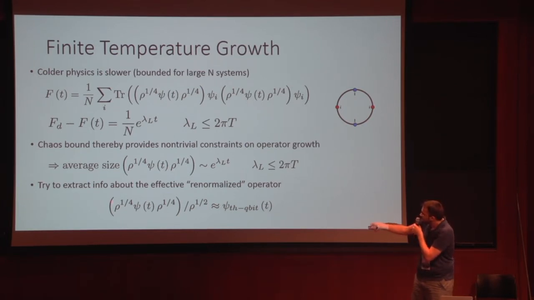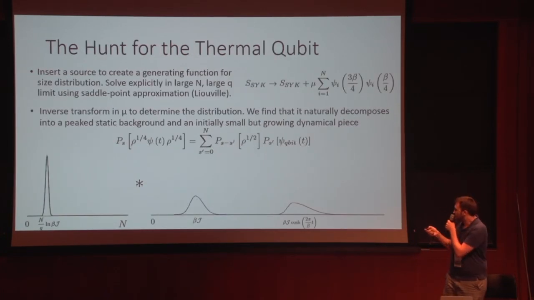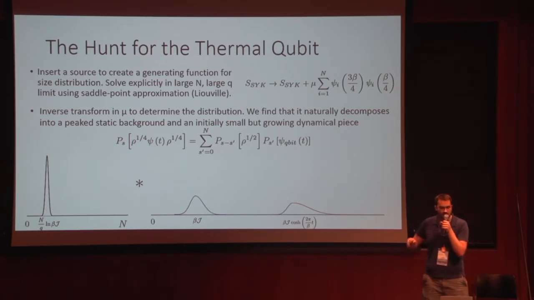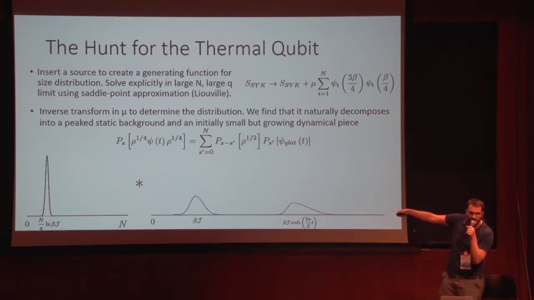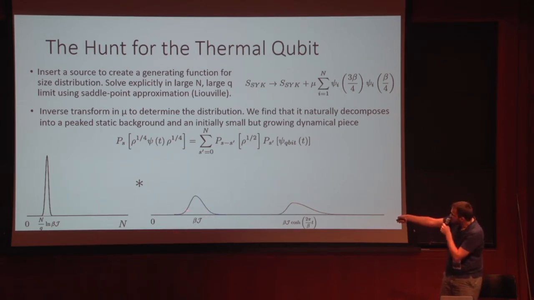So what we'd really like to do is fold these rhos against the psi, normalize it out, and then see what's left. So we do this, and the answer we find is that the size distribution for this rho psi rho operator naturally decomposes into two pieces. We have one piece that entirely comes from rho, this static heavy background piece. And then we have this leftover probe piece, not just rho psi rho. In fact, it starts at a length much longer than one, and it actually looks almost exactly like a wave packet falling into a classical black hole background.